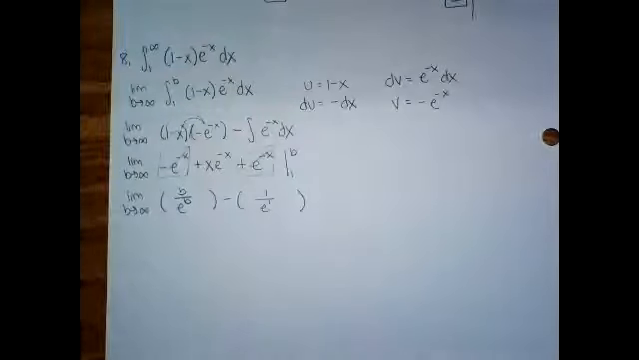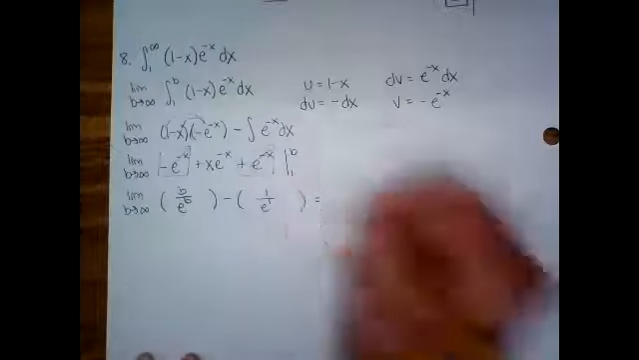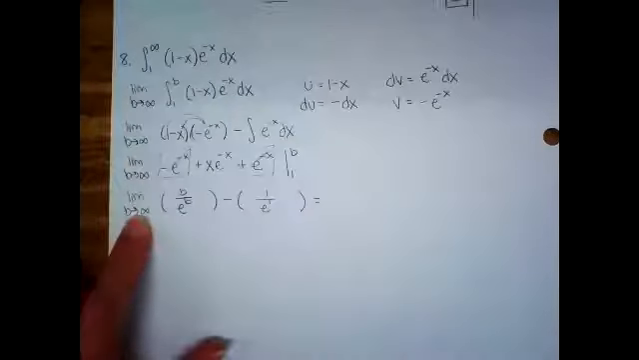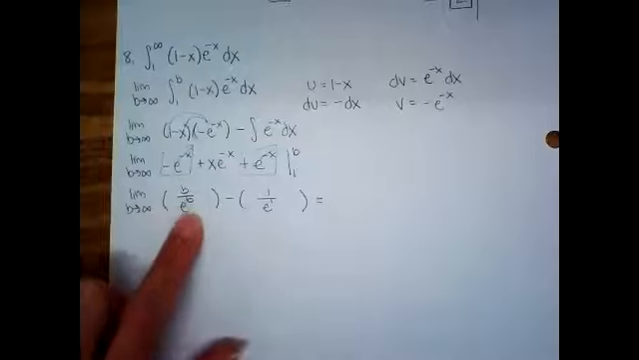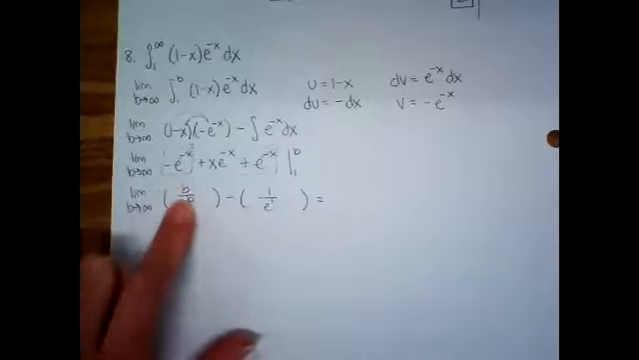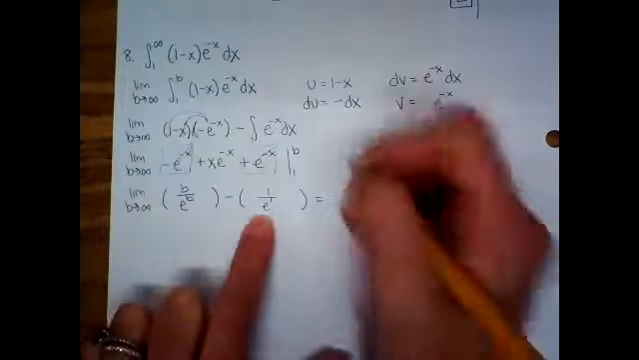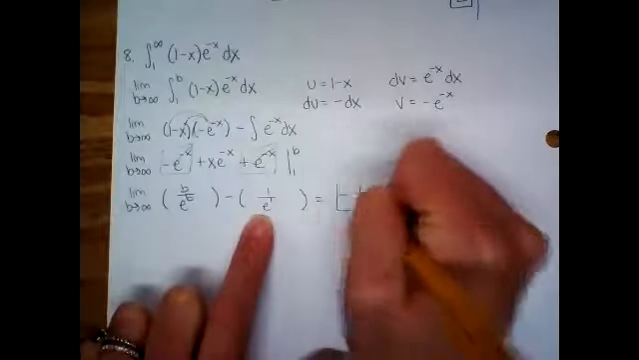And then last step, and you're like, thank goodness it's the last step. Evaluate the limit. So as b goes to infinity, what is this part going to go to? That'll be 0 minus 1 over e.